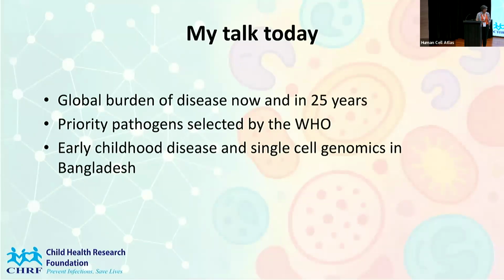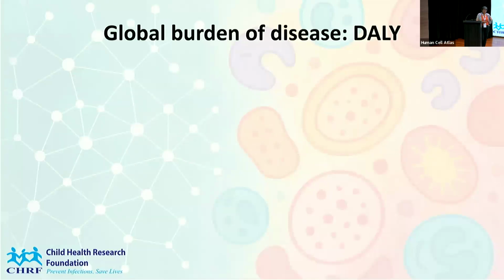Now, in the next 12 minutes or so I'll talk to you a little bit about the global burden of diseases. What does burden look like? What is the next 25 years predicted to look like? What are some of the priority pathogens or priority diseases by the WHO at the moment and for the future? And of course, because I'm on stage, I'll talk a little bit about our work in Bangladesh on single cell genomics. So starting with the global burden of disease.